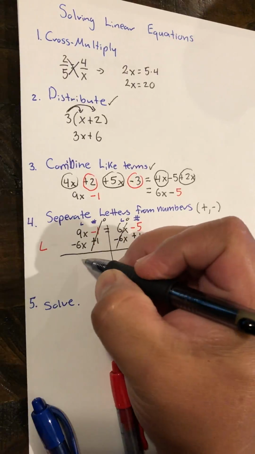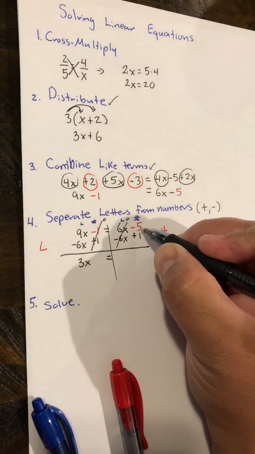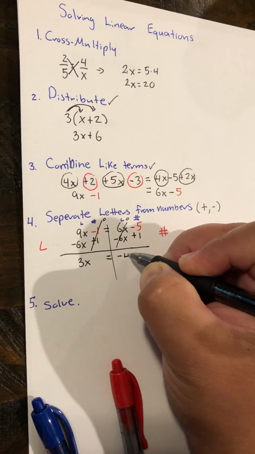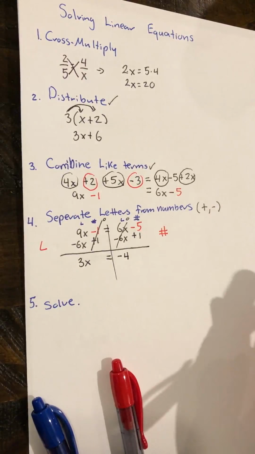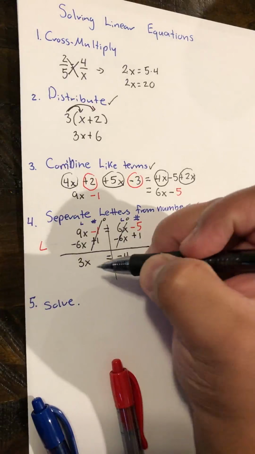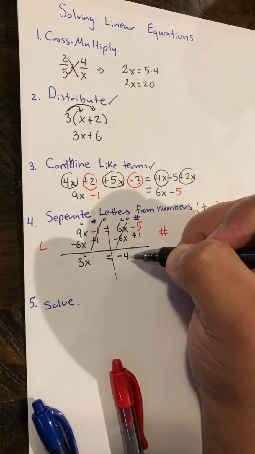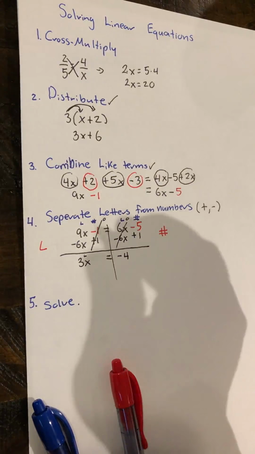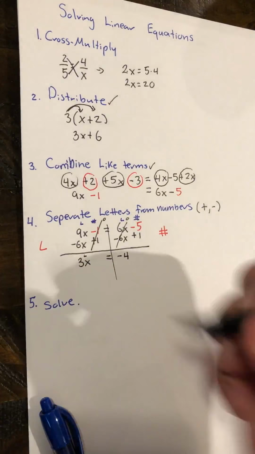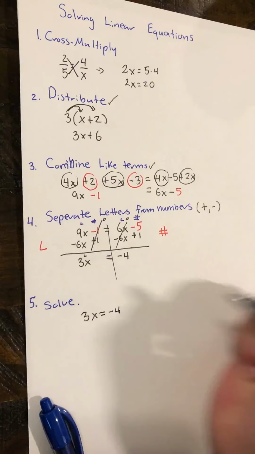Now let's do our subtotal and see what we have left. 9x minus 6x gives me 3x. And on the right side, negative 5 plus 1. You owe me 5, you pay 1, you still owe me 4. Negative 4. If you look here, these 3x's are letters, x plus x plus x, and this is a number, so we're done separating. Now we can move on to our solve step. Let me bring that down: 3x equals negative 4.